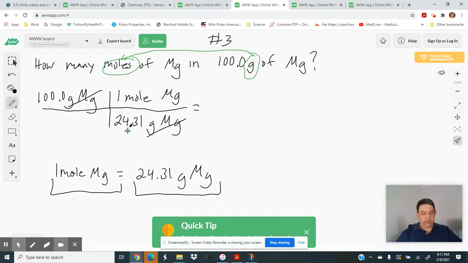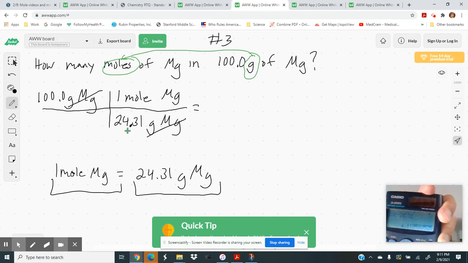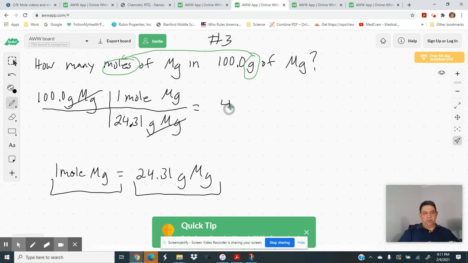Let's go ahead and do that. I'll take my 100, calculator, 100 divided by 24.31. That's going to give me 4.114. It's harder than I thought to hold this. All right, 4.114, and that's our numerical answer. And our units are in moles of magnesium.